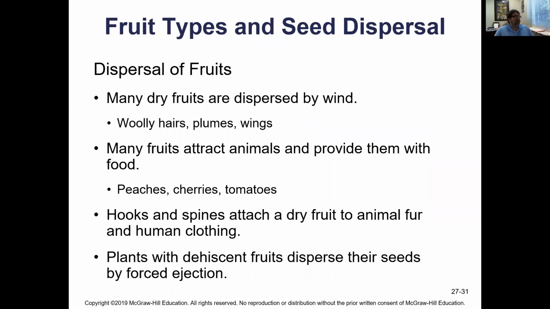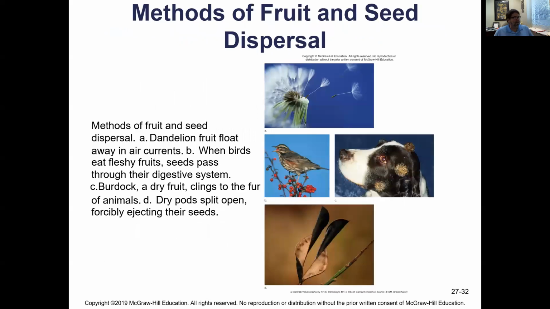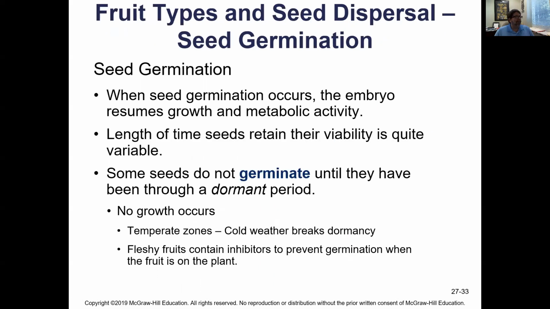Dispersal, of course: many dry fruits have wings to catch the wind, or something to stick onto an organism. Others attract animals for the food. The cherry, tomatoes, and peaches are nutritious for the animals to eat. Hook spines attach the dry fruit to animal fur. Cockleburs are my favorite one of that. The cockleburs on this dog, right? That's a fruit. Here's a dandelion, fruit floating, and there the dry pods split open as it ejects the seeds into the air. So pretty cool, pretty easy there.